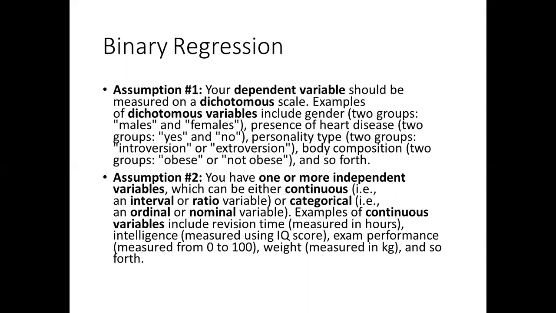Then we also have the binary regression. In this case, your dependent variable has to be binary. It's either 0 or 1, yes or no. So if you have to use binary regression, or what is called the logistic regression, assumption 1 is that the dependent variable must be binary. Then assumption 2 is that there should be one or more independent variables that could either be continuous or categorical, as the case might be.